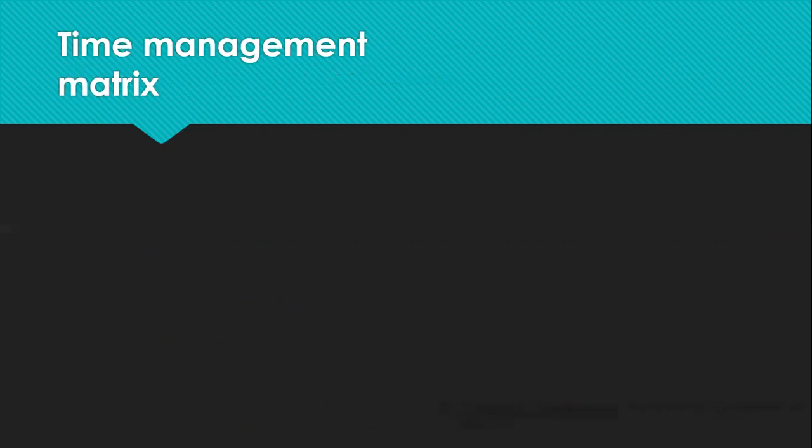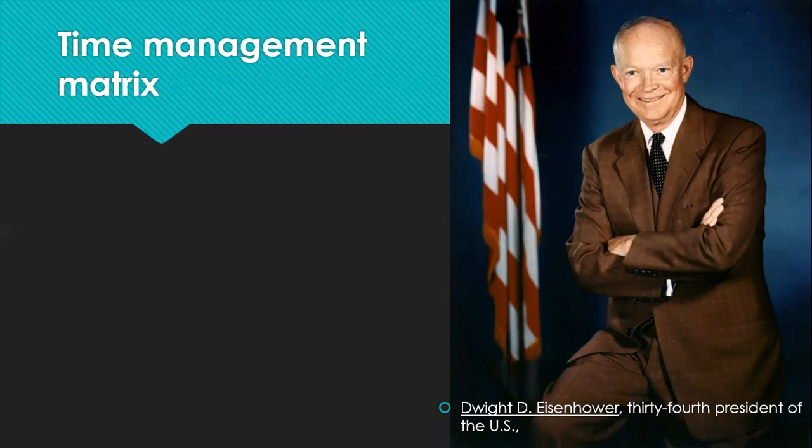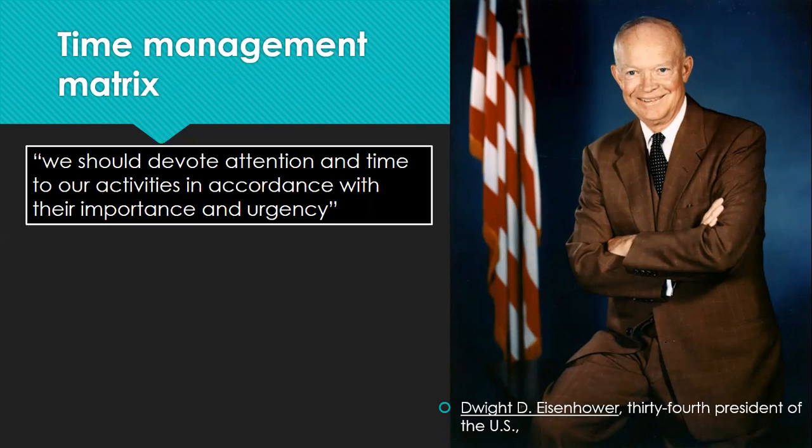The one thing which helps you to be more successful while managing your time is a time management matrix. This is Dwight Eisenhower. He was the 34th president of the United States of America. He created a special technique which helps us to save our time. He once said, we should devote attention and time to our activities in accordance with their importance and urgency.